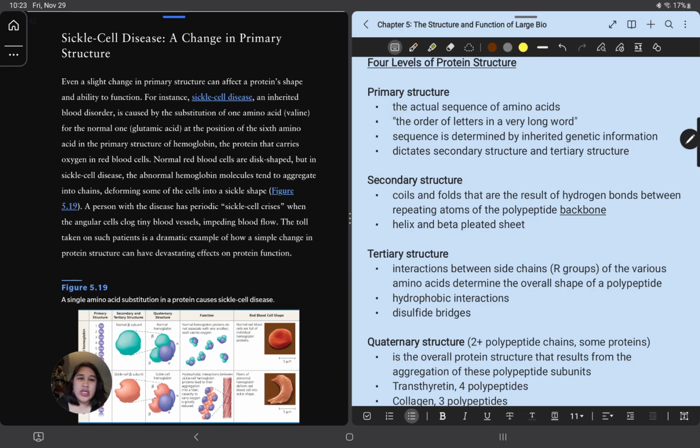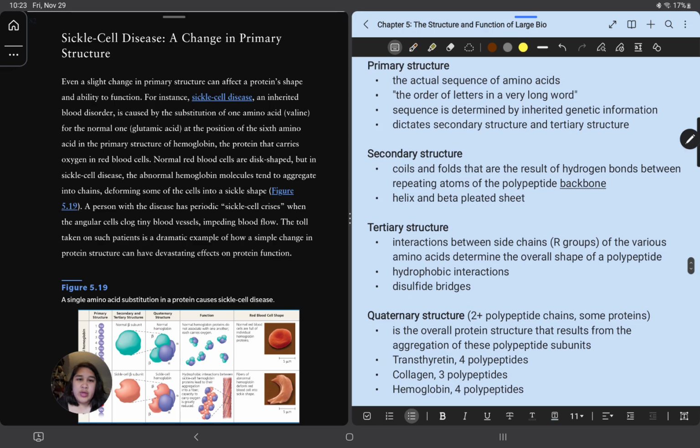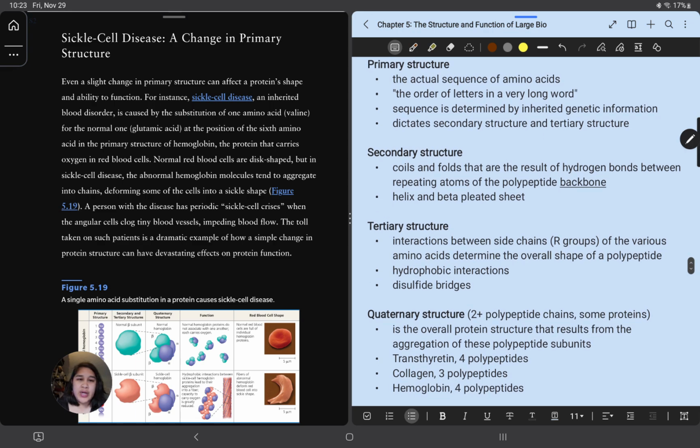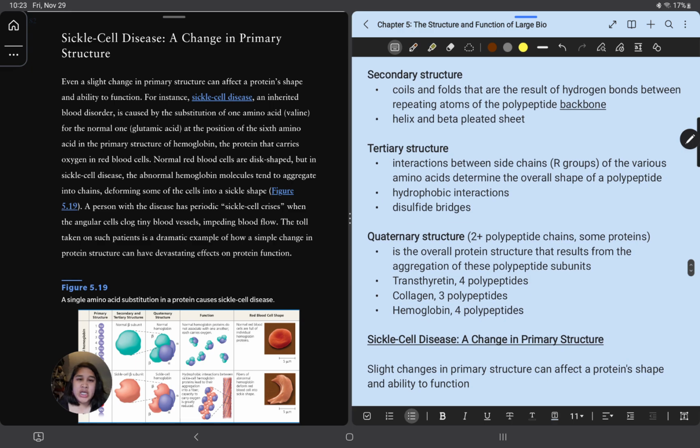So, 4 levels of protein structure. Primary structure, the actual sequence of amino acids, the order of letters in a very long word. Sequences are determined by inherited genetic information and dictates secondary structure and tertiary structure. Secondary structure, coils and folds that are the result of hydrogen bonds between repeating atoms of the polypeptide backbone. Examples include helix and beta-pleated sheet.